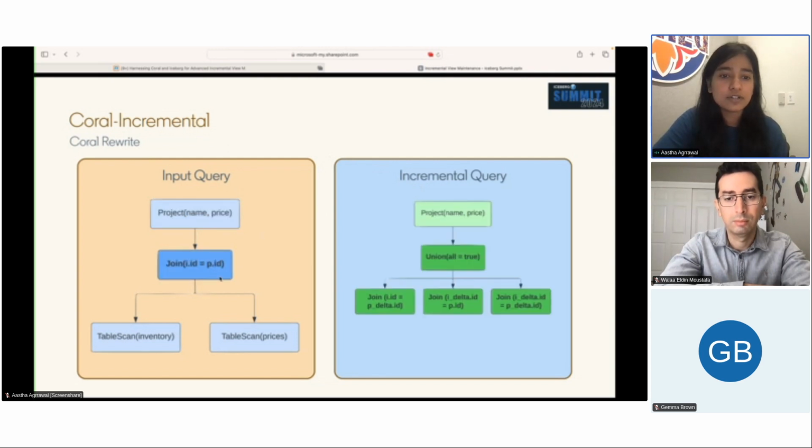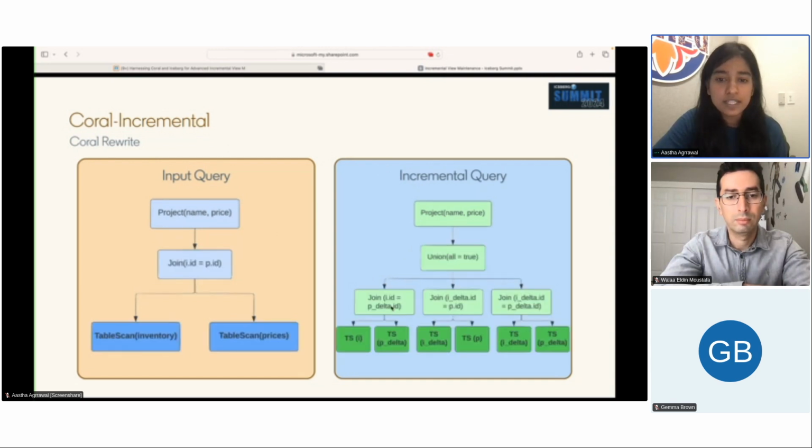But when we encounter a join node, an inner join between two data sets, we convert that into a union of three joins, where each join is between the base table and the delta table. The base table here means the base representation at T1 timestamp, which has the older records, and the delta representation is the new records added to each table.